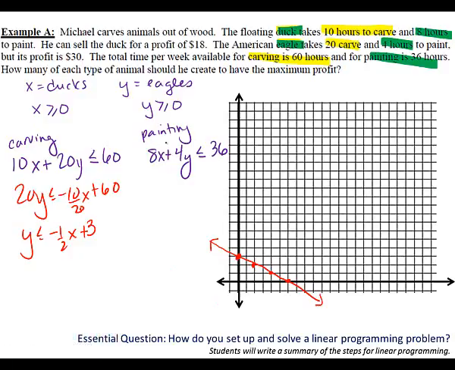So I'm going to get my y by itself again. What am I going to do to move the 8x? Subtract it. So subtract 8x plus 36. And then what are we going to do with the 4? Divide it. So what's negative 8 divided by 4? Negative 2x, and then 36 divided by 4. 9.